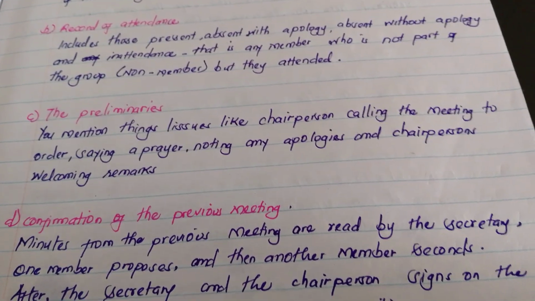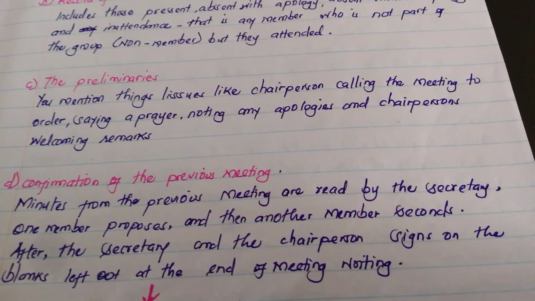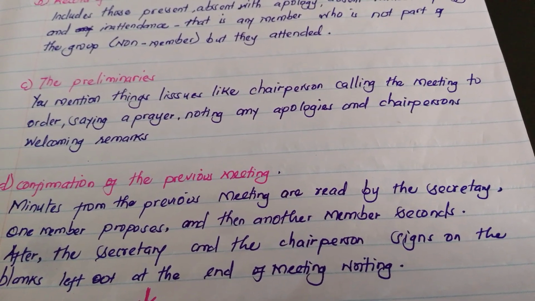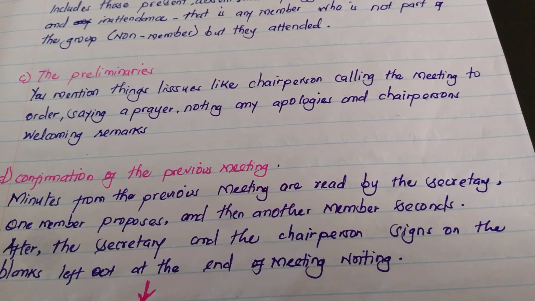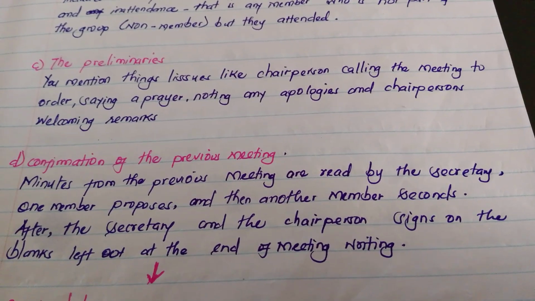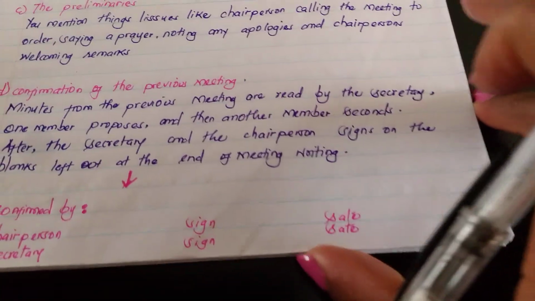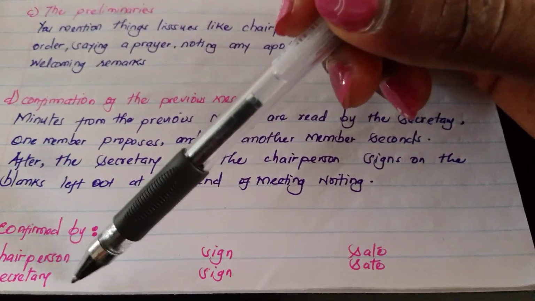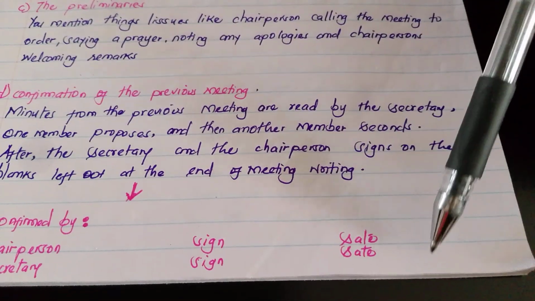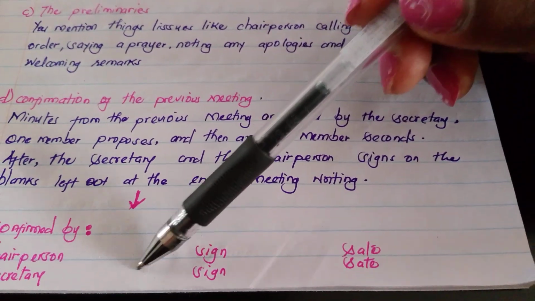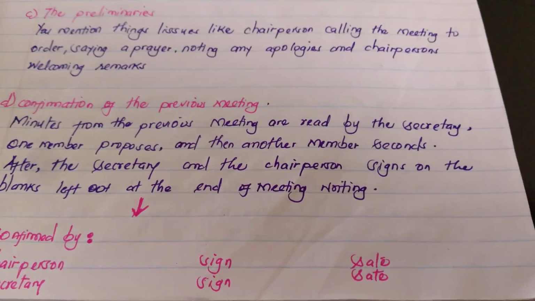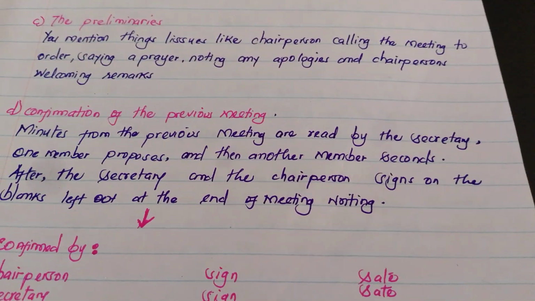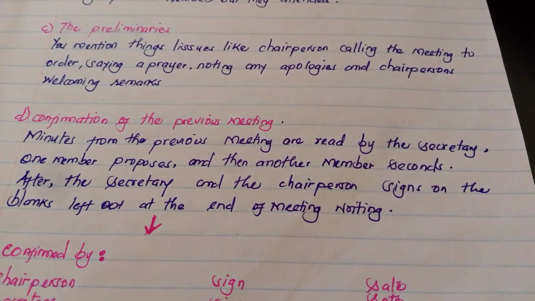Next, it's a confirmation of the previous meeting. Minutes from the previous meeting are read by the secretary. One member is required to propose, and then another member is required to second. After, the secretary and the chairperson sign on the blanks left at the end of the minutes. Like, at the end, you write chairperson dash, secretary dash, sign dash, date dash, and they are required to sign here after the minutes have been confirmed, proposed, and seconded.